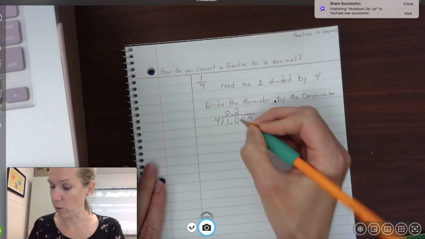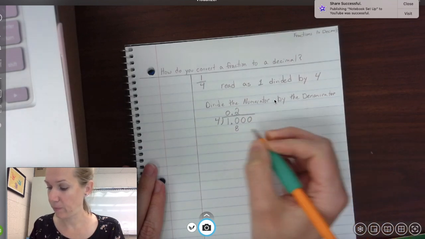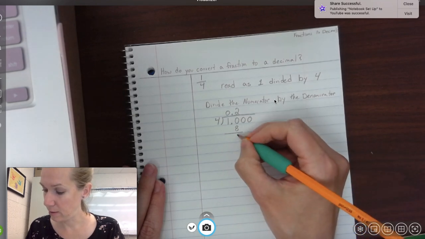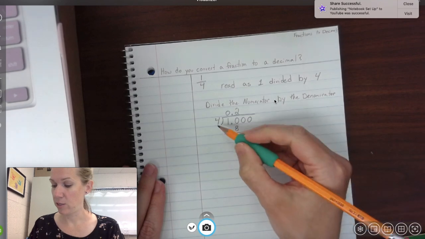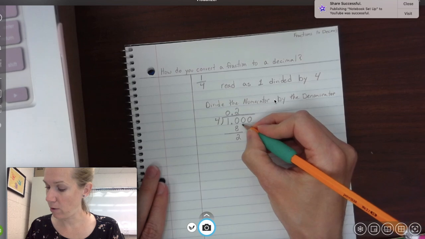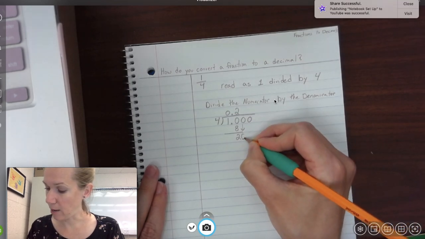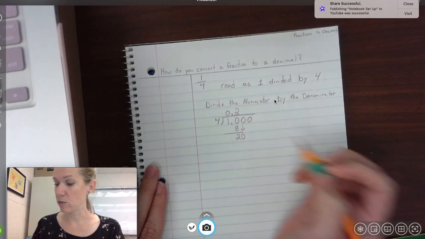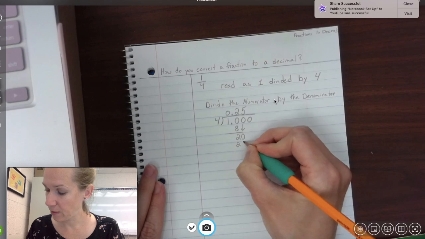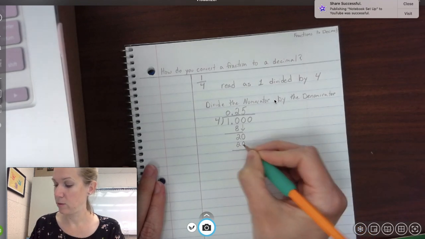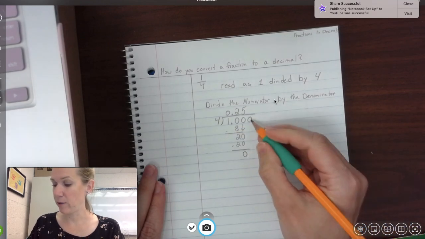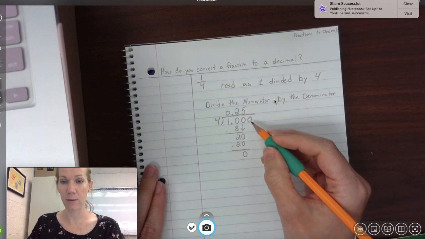2 times 4 is 8. And we're going to subtract. 10 minus 8 is 2. Just a double check here. 4 does not go into 2, so I know I'm correct so far. I can bring down one of those zeros I have up there. 4 goes into 20 5 times. 5 times 4 is 20. 20 minus 20 there is 0. So I don't even need to bring down this other 0. I didn't need it, and that's okay.